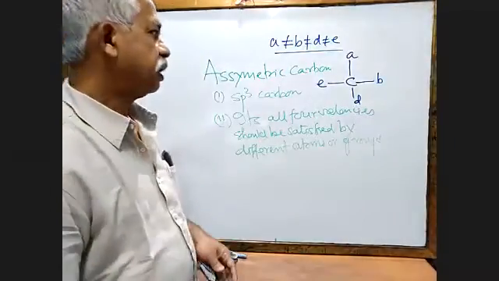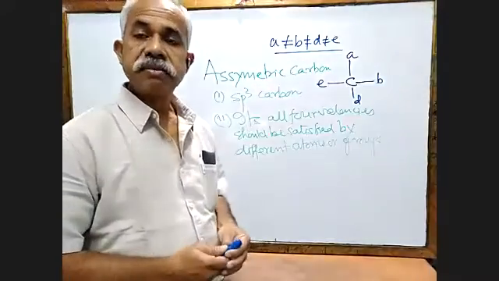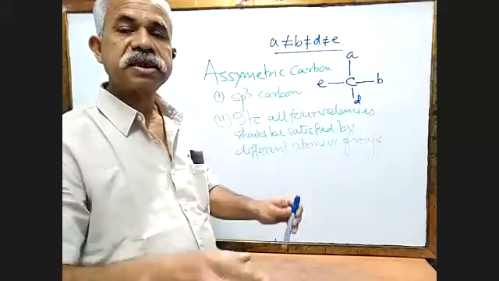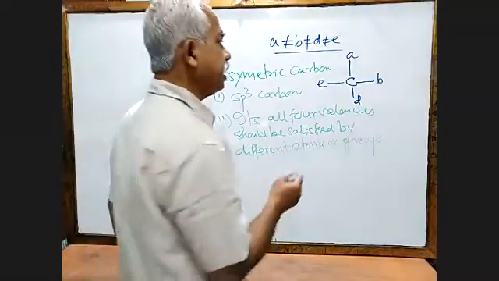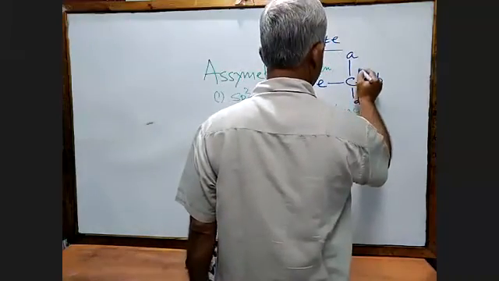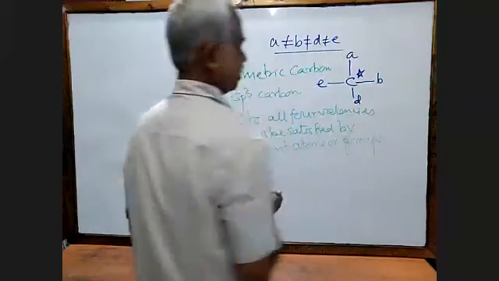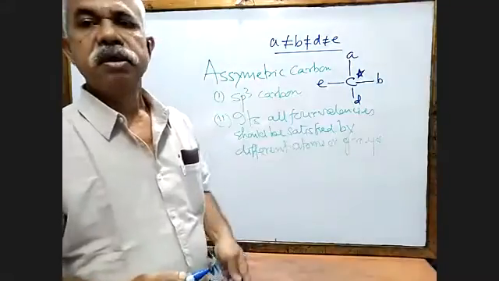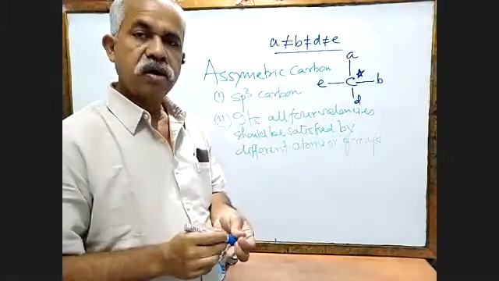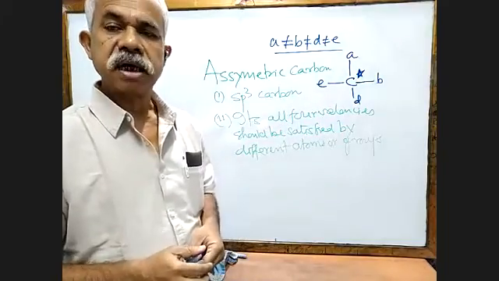Now, whenever you write the structure of a molecule, an asymmetric carbon is indicated by putting a star, or we call it an asterisk. The moment it is put, you know this carbon is an asymmetric carbon, or chiral carbon. Clear?